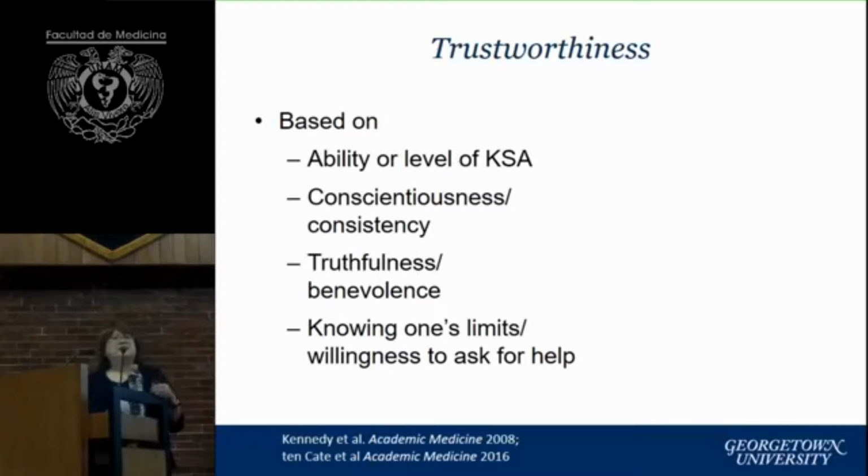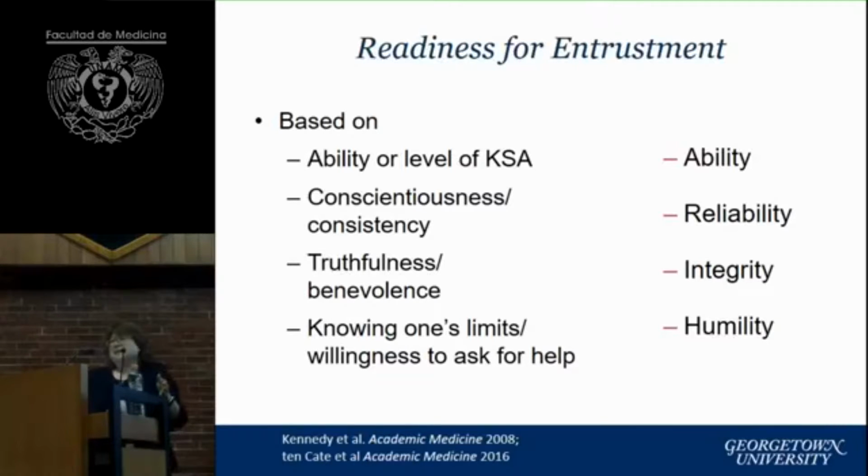So we start to think about this idea of trustworthiness, and it's based not just on their ability or the level of knowledge, skills, and attitude, it's how conscientious they are, right? How consistent they are, whether they're truthful. When I ask them if they've checked the labs, they're going to tell me they did or they did not, and that they recognize their own limits and they recognize when they need help, right? That this is something that they don't know how to do, and they really need to get someone with higher expertise. And so what Dr. Ten Cate has done is sort of simplify that and has us think about ability, and then reliability, integrity, and humility.